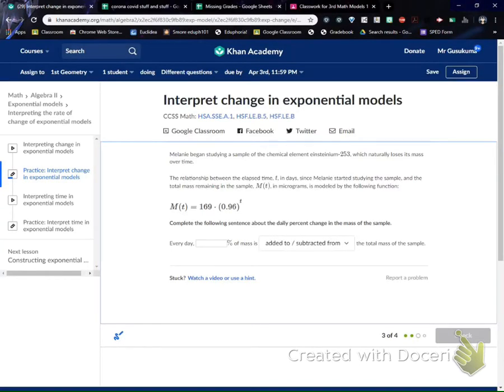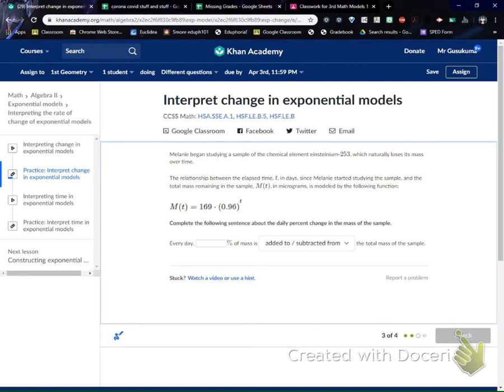Hello all. Today I'm going to give you the short version of how to tackle these interpret change in exponential models. I'm saying short version because this is really pretty easy. I noticed some of you have gone ahead and tried this, some with success and some without. So let me again run through how this process goes.